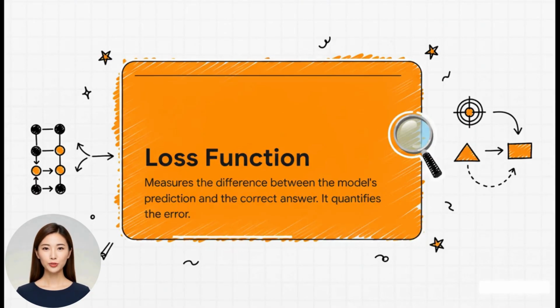And the tool for that job is something called a loss function. It's basically a teacher with a red pen. It compares the model's prediction to the right answer and calculates a score for the error. A really high loss score, that's a big mistake. A low score means it was pretty close. The whole goal of training an AI is to get that loss score as close to zero as possible.